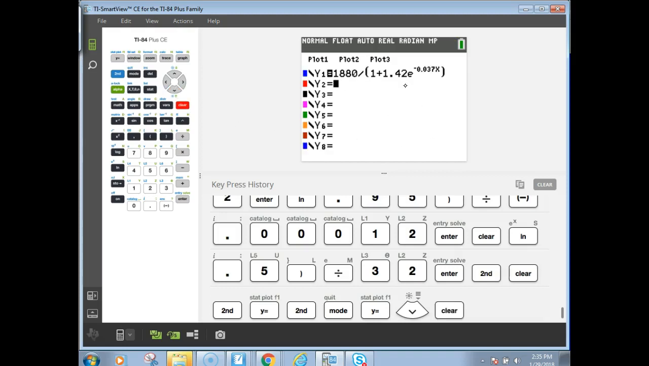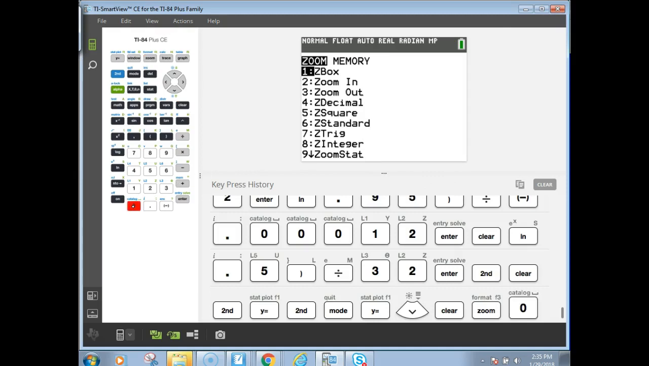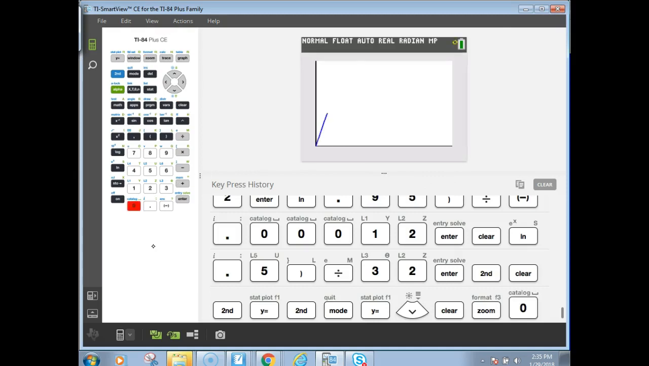Okay, so there's our graph. That's what we need to put in for the graph. That's just the equation that you're given. Try hitting zoom 0 to get it to fit. Okay, what do you think the asymptote is? Looks like there might be an asymptote to this graph. What did I tell you the ceiling is? Yeah, 1880, that's your asymptote.